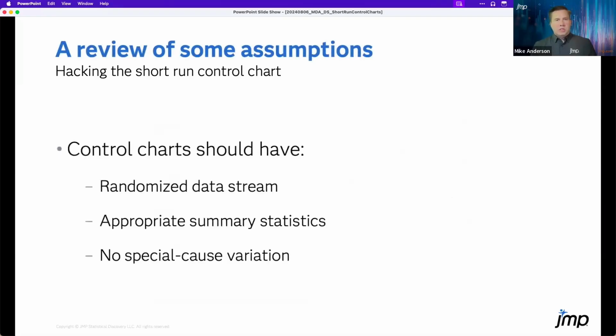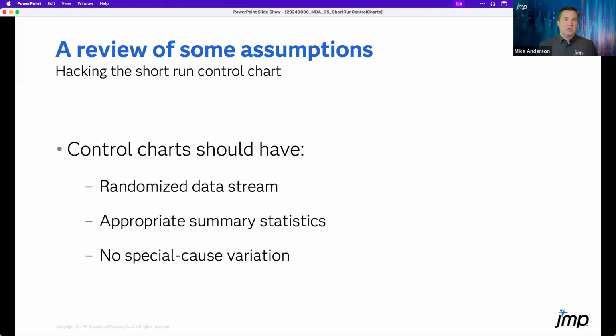When we look at some of those assumptions I mentioned, three in particular are going to cause the headache that I mentioned today. The first is that we expect to have a randomized data stream. So we expect to be randomly sampling parts from different lots, or randomly sampling sites on different parts and things like that as much as possible.